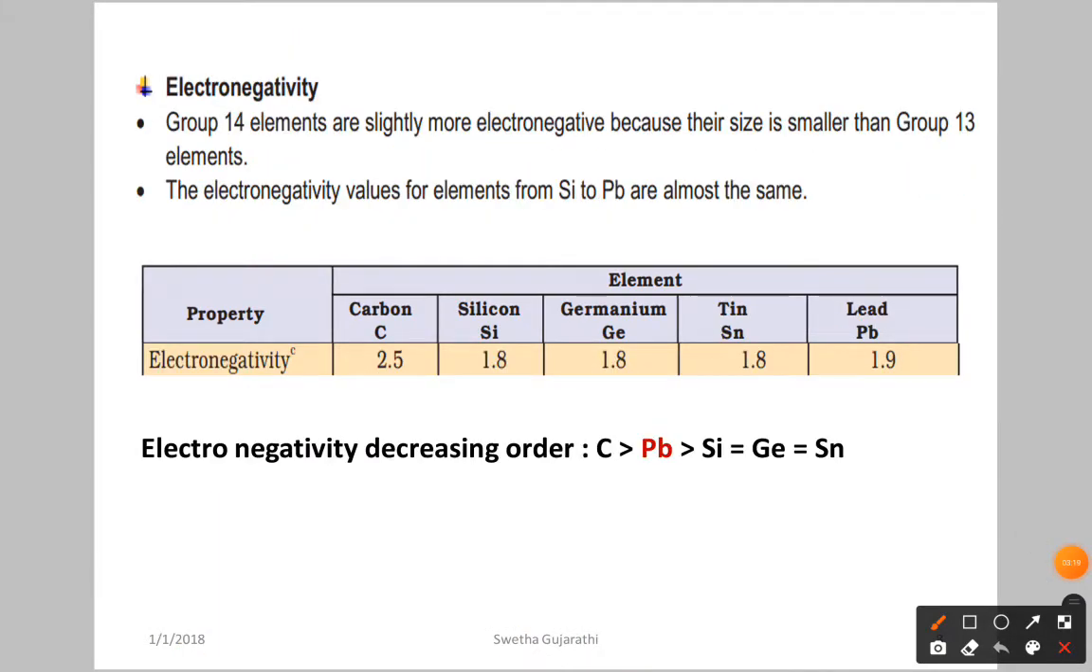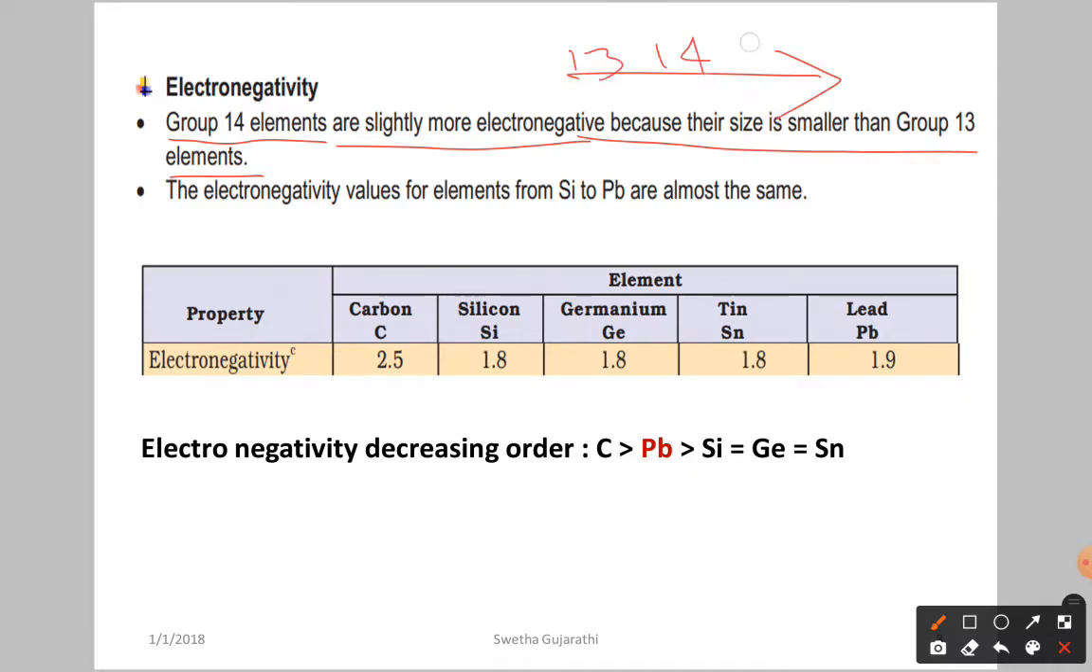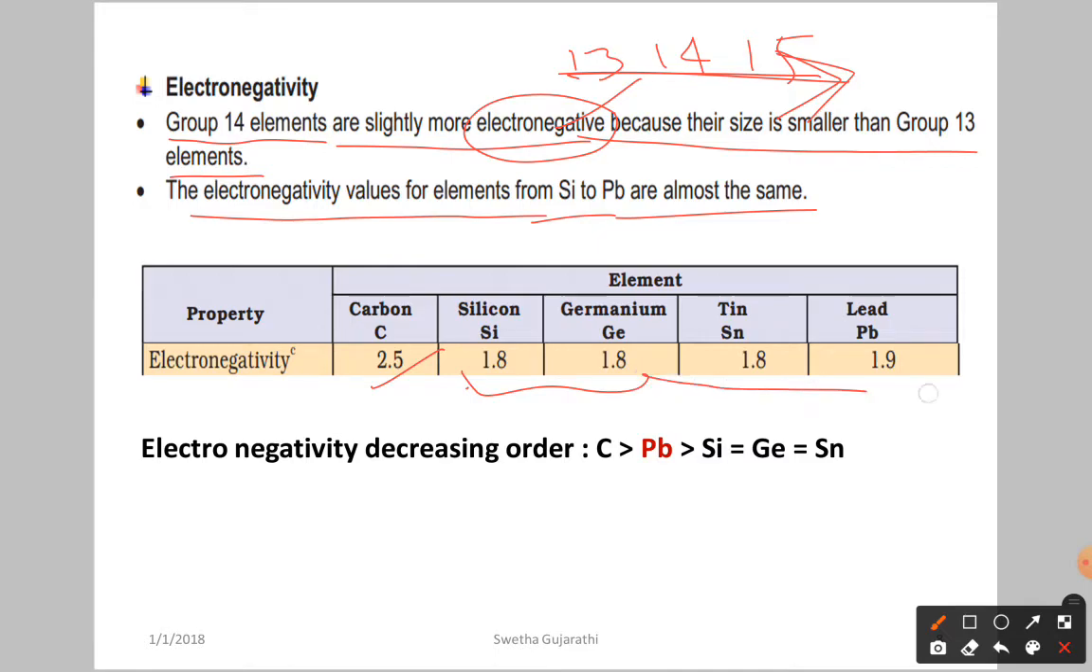Now electronegativity. Group 14 elements are slightly more electronegative than group 13 elements because their size is smaller. From left to right, across groups 13, 14, 15, size becomes less, so electronegativity is more. The electronegativity values for elements from silicon to lead are almost the same. Carbon has 2.5, but after that silicon, germanium, tin, lead have about 1.8, 1.8, 1.8, 1.9. So carbon is the most electronegative element in group 14.